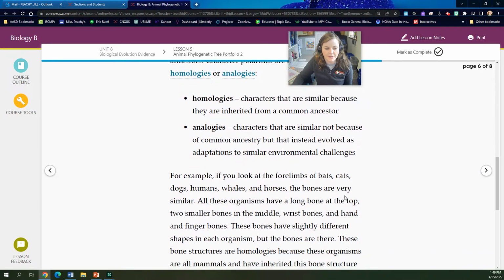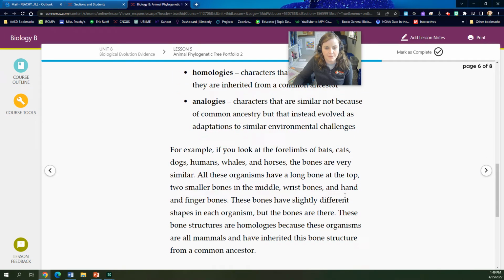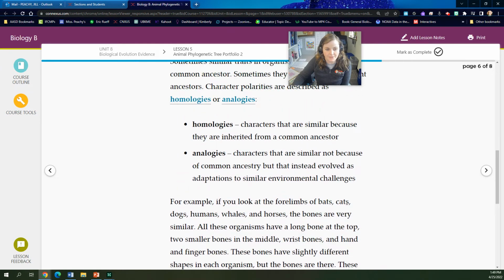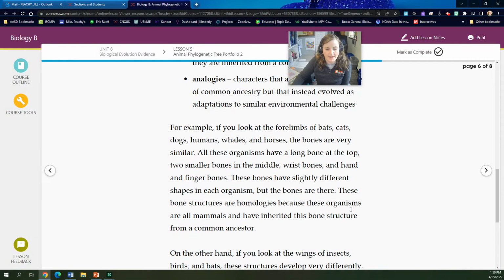So analogies versus homologies. For example, if you look at all the four limbs of bats, cats, dogs, humans, whales, and horses, the bones are very similar. All the organisms have a long bone at the top and two smaller bones in the middle, wrist bones, and hand and finger bones. The bones have slightly different shapes in each organism, but the bones are there. These bone structures are homologous because these organisms are all mammals and have inherited the same bone structure. So this would be considered homologous.